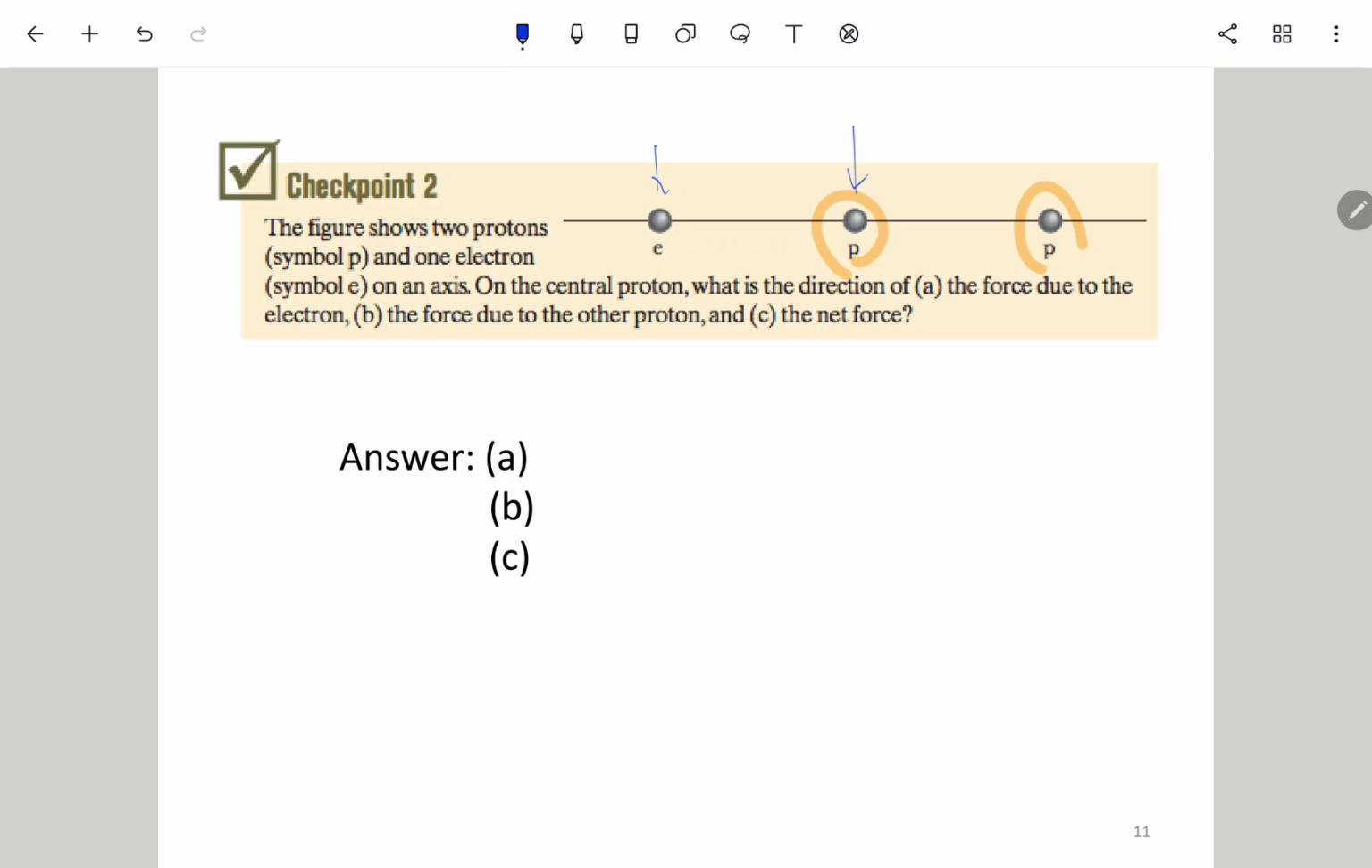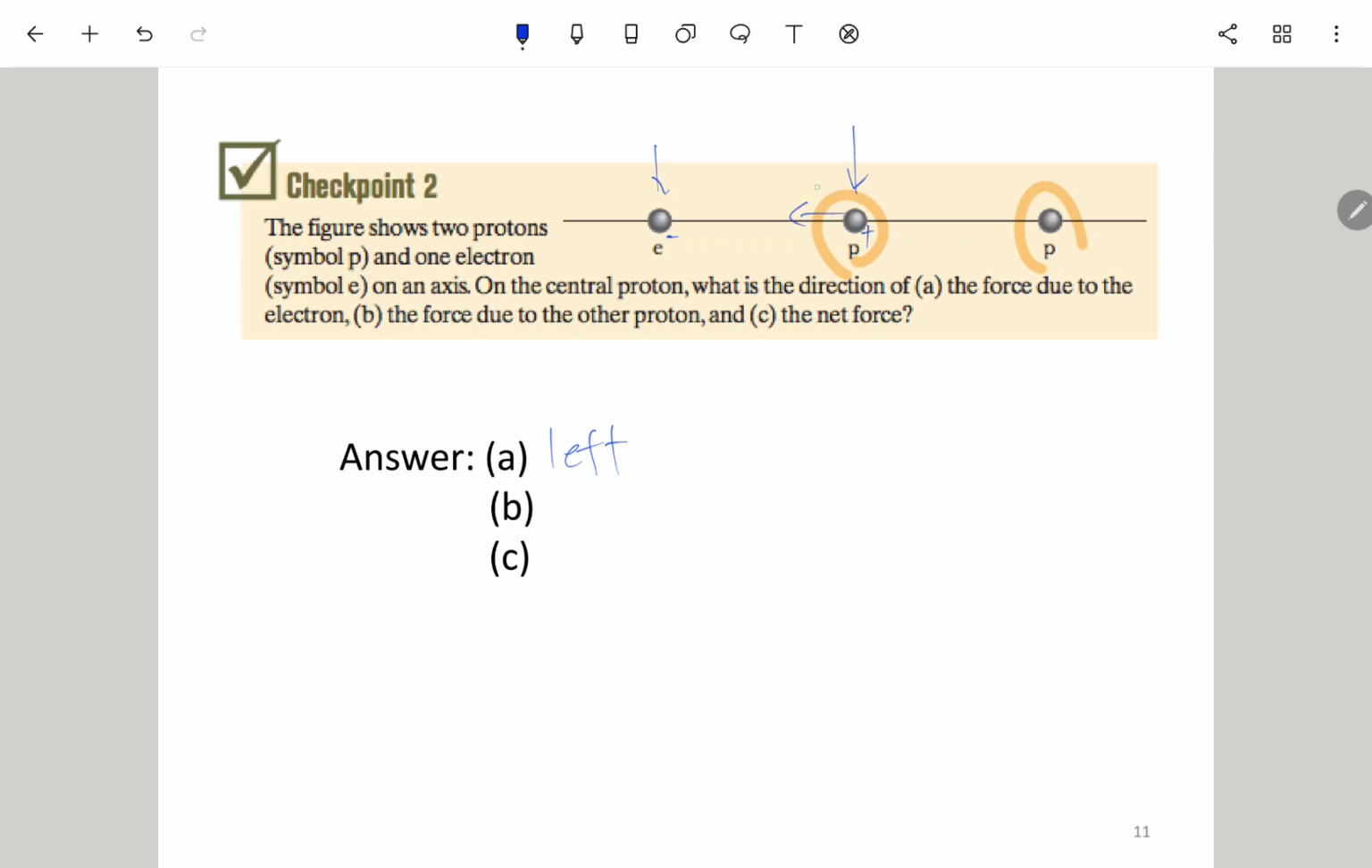Any ideas? Up, down, left, right? It should not be up or down, right? Then left or right? Acting on this proton. Left. Yes, of course, because this electron is a negative charge particle. This proton is positive charge, so they will attract each other.